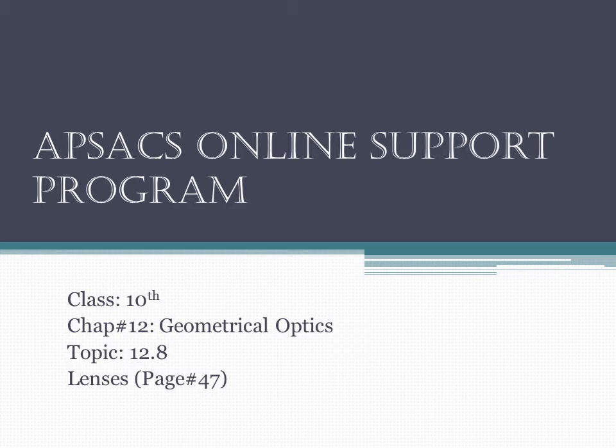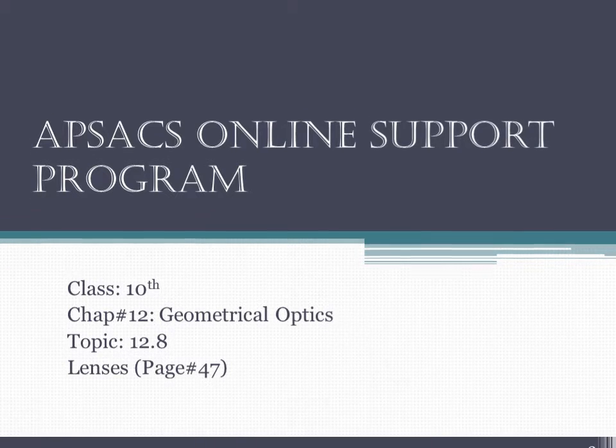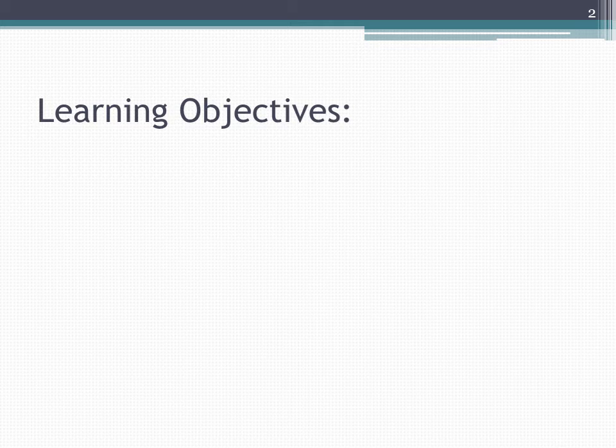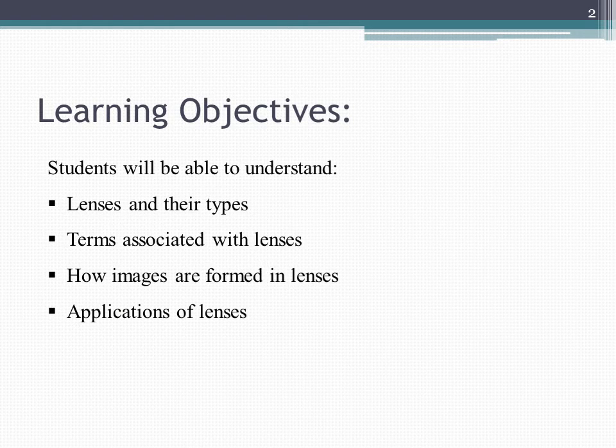Dear students, we will continue with chapter number 12, Geometrical Optics of your textbook, and the topic we will study in this video is lenses, given on page number 47. At the end of this video, you will be able to understand the lenses and their types, different terms associated with the lenses, and how images are formed in the lenses, and in the end we will discuss some applications of the lenses.